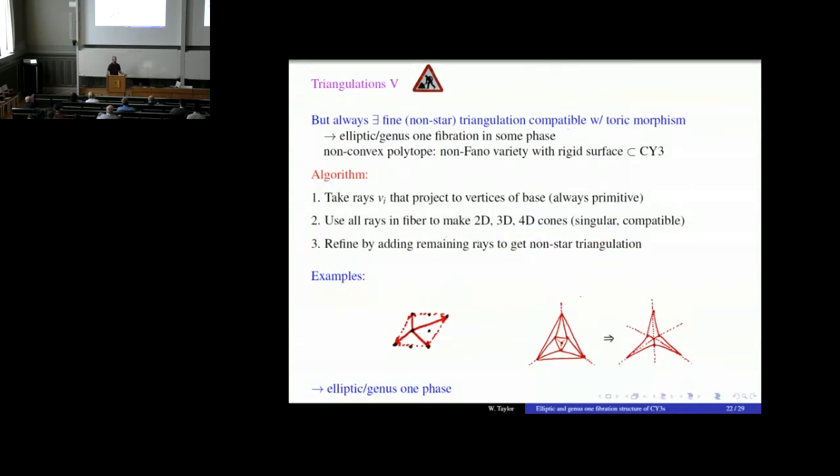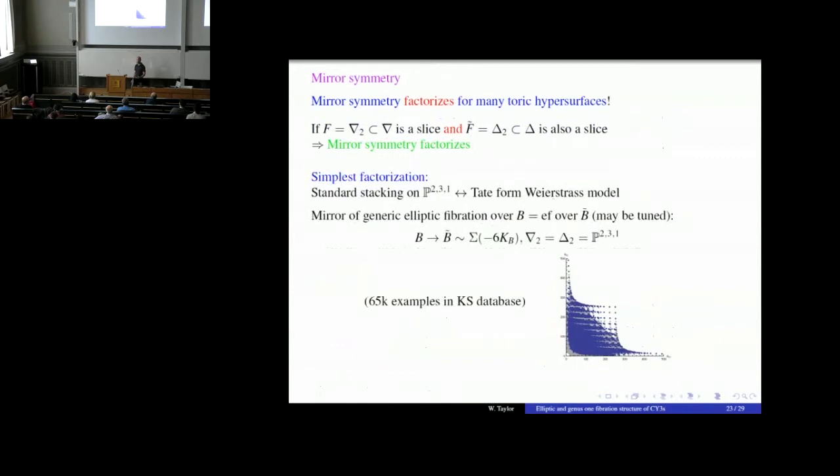So let me spend the last 10 minutes changing gears somewhat and talking about mirror symmetry and how that fits into this story. So naively, elliptic fibrations and mirror symmetry are not necessarily related. If we have an elliptically fibered Calabi Yau, its mirror is not necessarily elliptically fibered. But it turns out that in a broad class of these situations where we do toric hypersurface constructions, mirror symmetry actually essentially factorizes between the fiber and the base. So let me just walk through that and give you a few little examples. This is kind of a fun story.